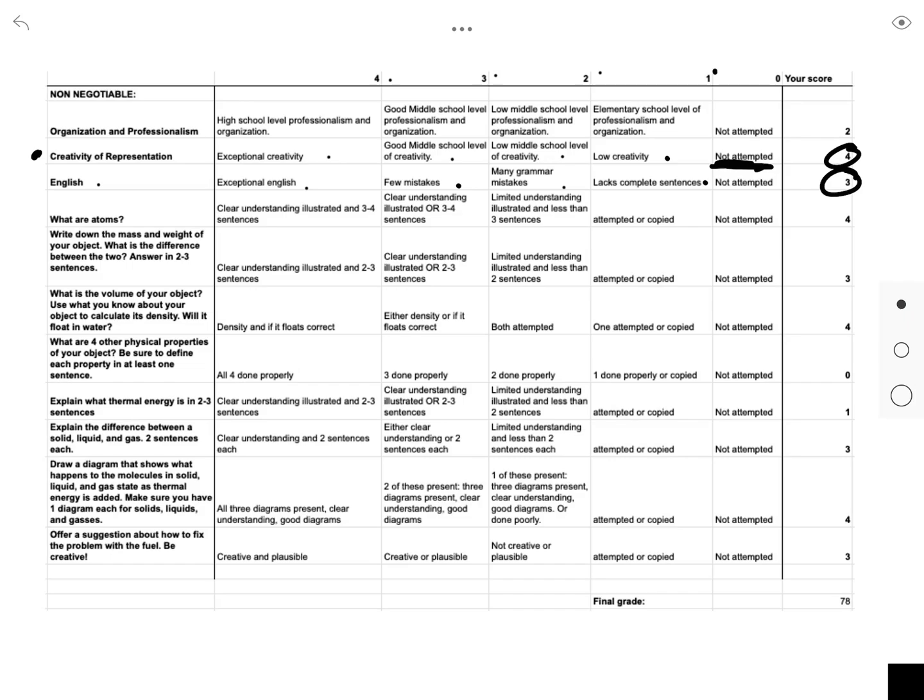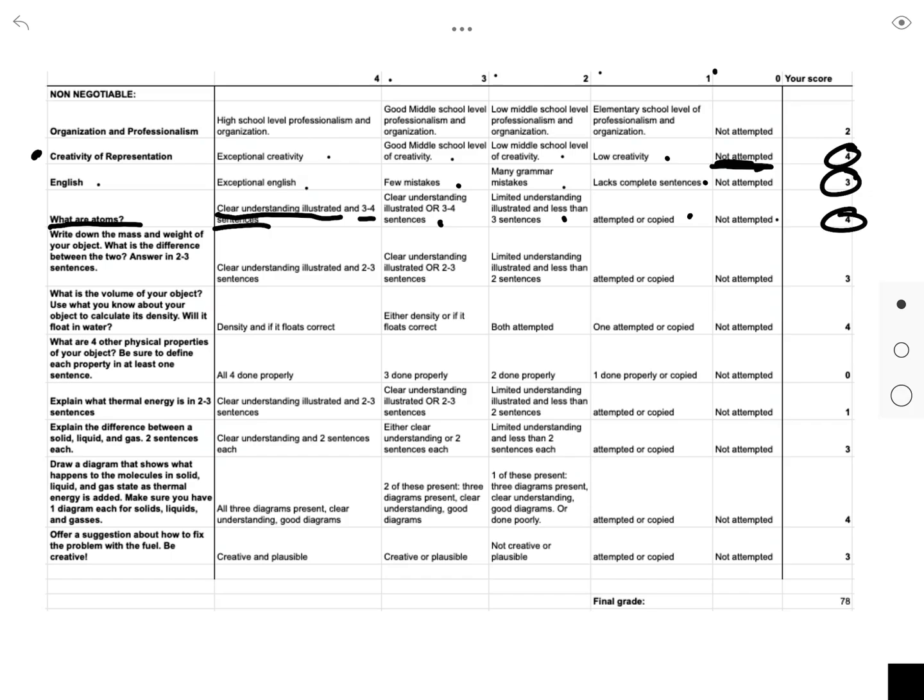So what are atoms? That's the first big chunk of meat of the project, okay? So if you have a clear understanding and you did 3 to 4 sentences, you get a 4. The student got a 4, which is awesome. Clear understanding or 3 to 4 sentences, you get a 3. Limited understanding or less than 3 sentences, you get a 2. If you just attempt it or it's copied, you get a 1. If you don't even attempt it, you get a 0.